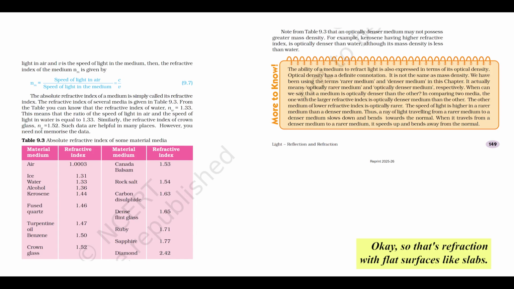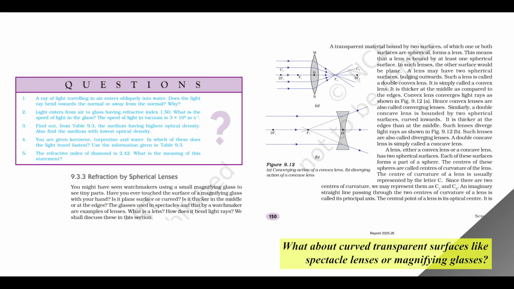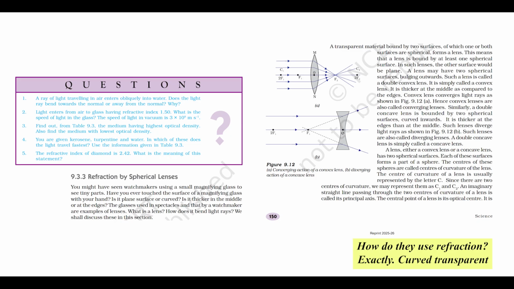Okay, so that's refraction with flat surfaces like slabs. What about curved transparent surfaces like spectacle lenses or magnifying glasses? How do they use refraction? Exactly. Curved transparent surfaces are the basis for lenses, which are incredibly important optical devices. Think watchmakers' loops, spectacles, cameras, microscopes, telescopes, all rely on lenses. What is a lens? It's a piece of transparent material, like glass or plastic, bounded by two surfaces, where at least one surface is spherical, curved. It could be two curved surfaces, or one curved and one flat.